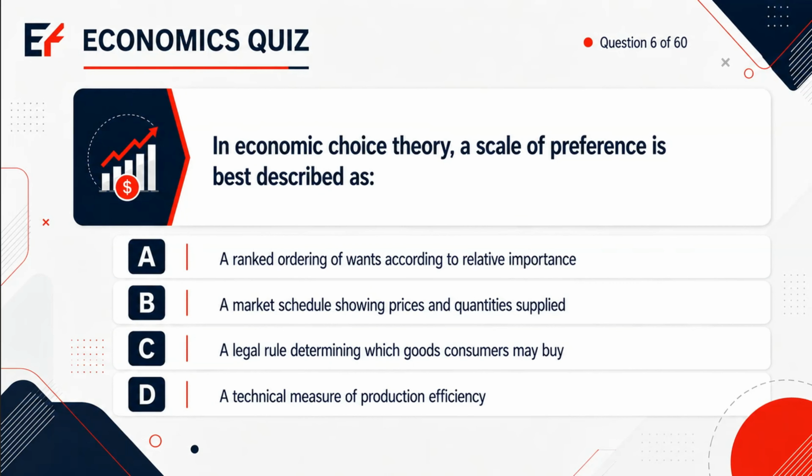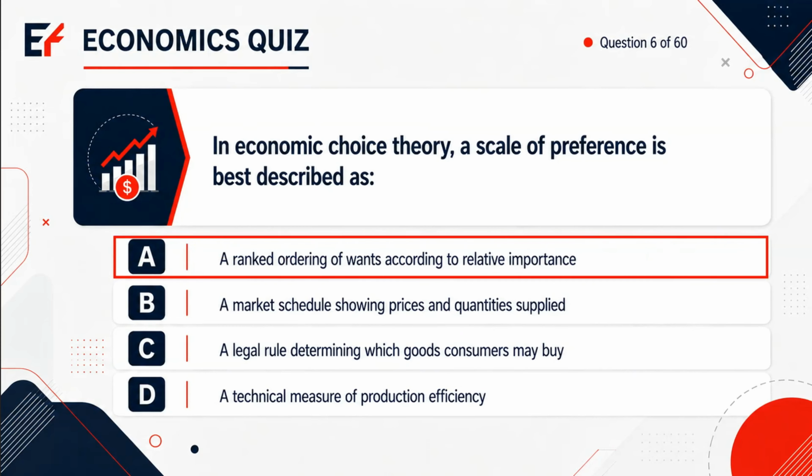Question 6. In economic choice theory, a scale of preference is best described as A. A ranked ordering of wants according to relative importance. B. A market schedule showing prices and quantities supplied. C. A legal rule determining which goods consumers may buy. D. A technical measure of production efficiency. The correct answer is A.